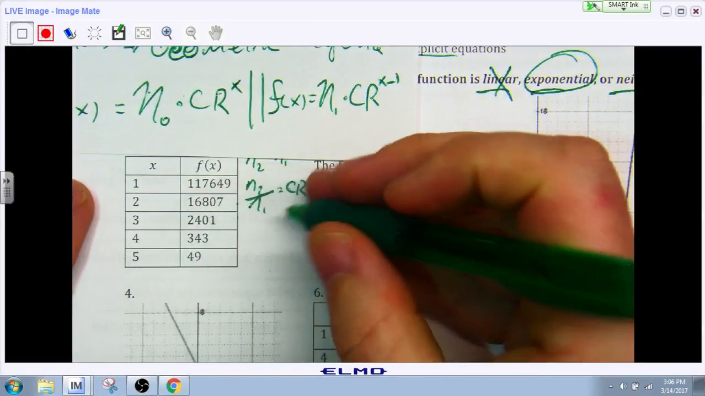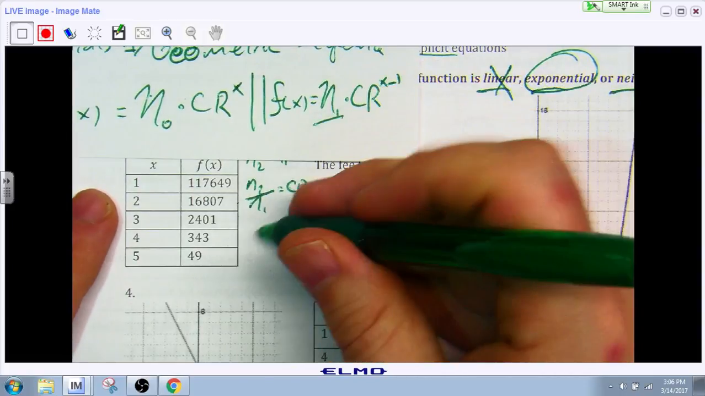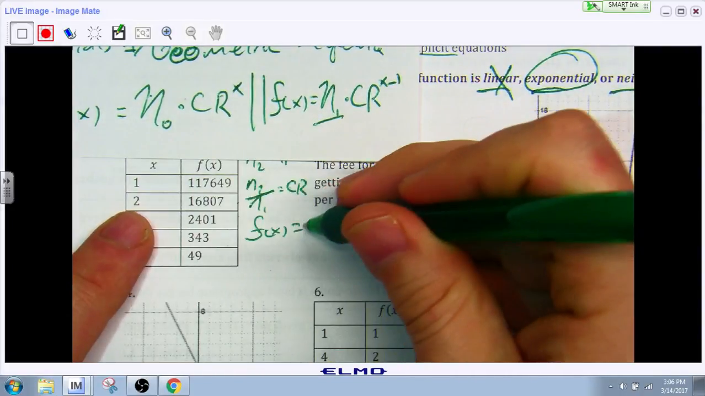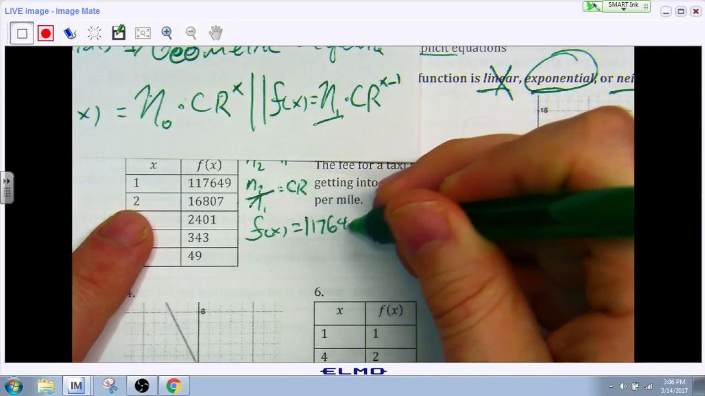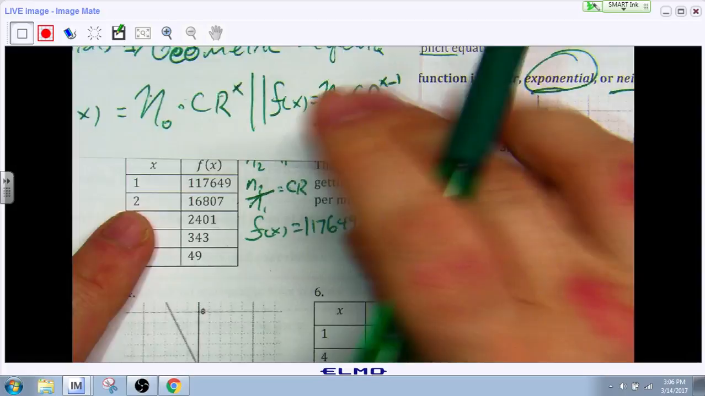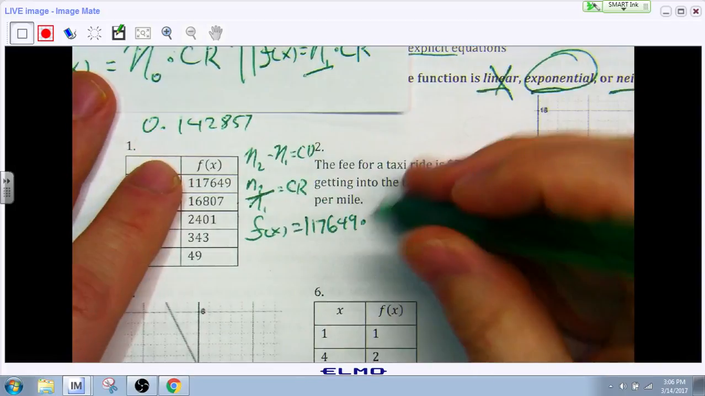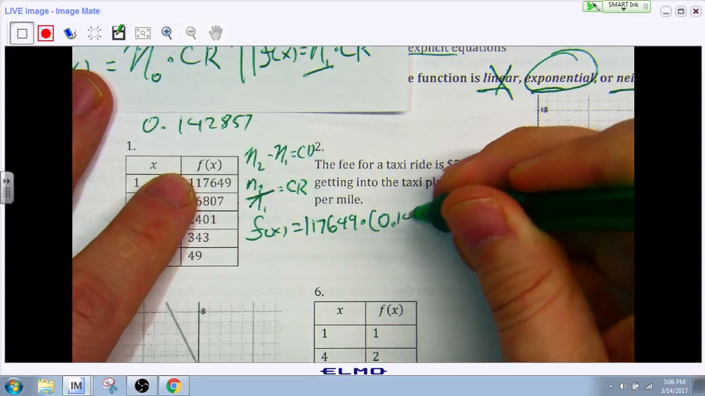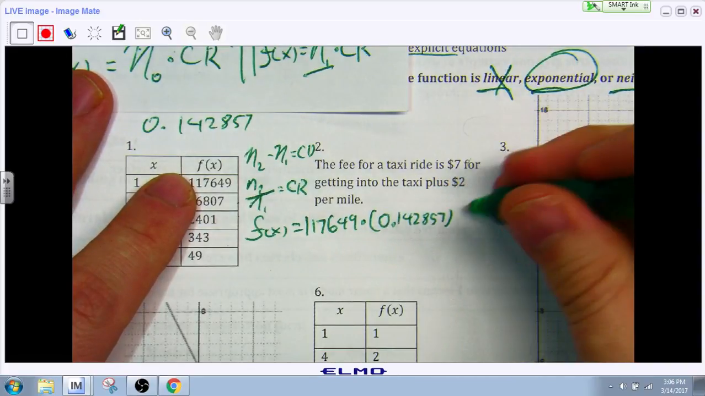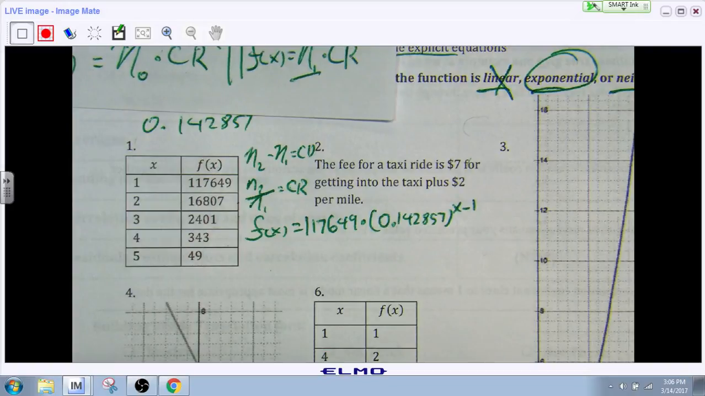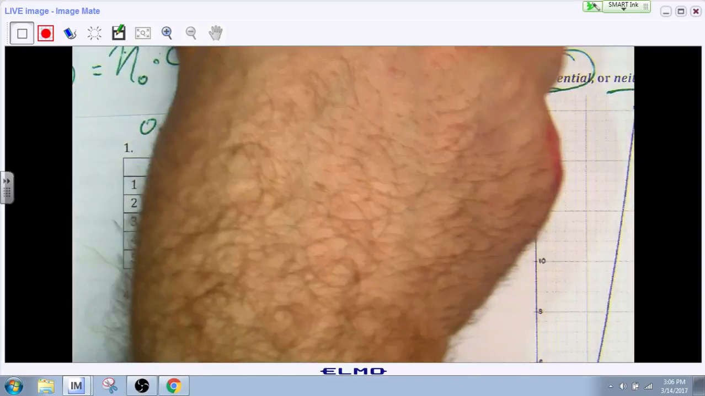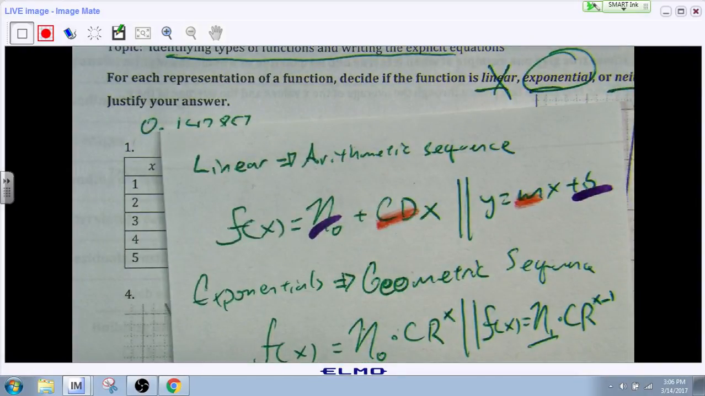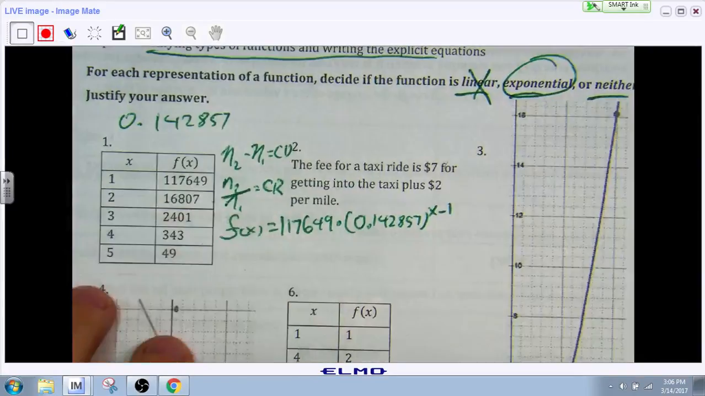So the equation for this would be our n sub 1, so f of x equals 117,649 times our common ratio, oh gosh, which we figured out to be this tiny, tiny number, 0.142857 to the x minus 1 power. That would be good enough. And so that's pretty much what we're going to be doing for all of these. We're going to have to look at them, see if it's linear, exponential, or neither, and then be able to calculate it based on this good stuff. All right, let's move on to the next section.